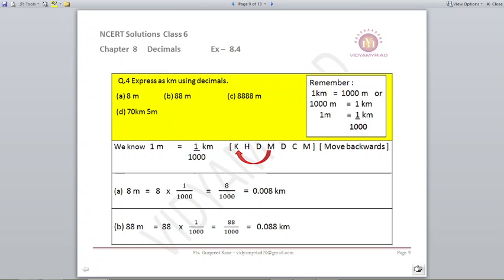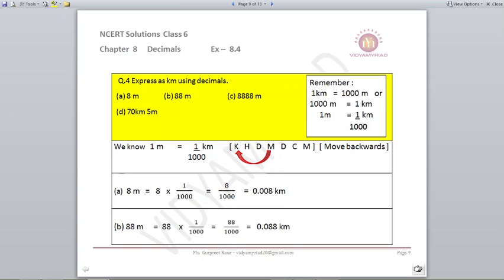Now from m means meters. From meters I am going to k, that is kilometers. That means I am moving backwards. But how many steps am I moving? I am moving 3 steps. M to D, D to H and H to K, which means I will divide it by 1000. So 1 meter is equal to 1 upon 1000 kilometers.